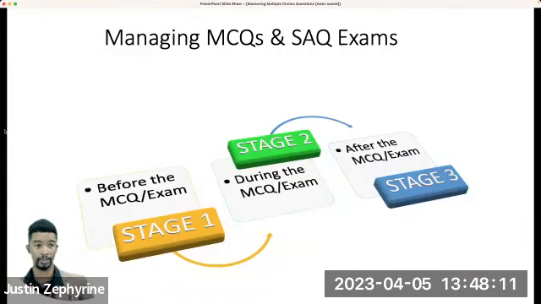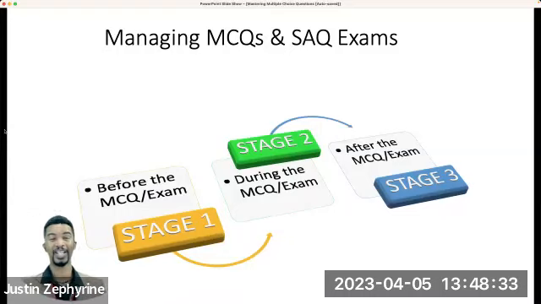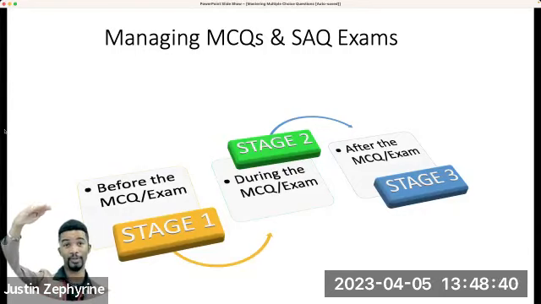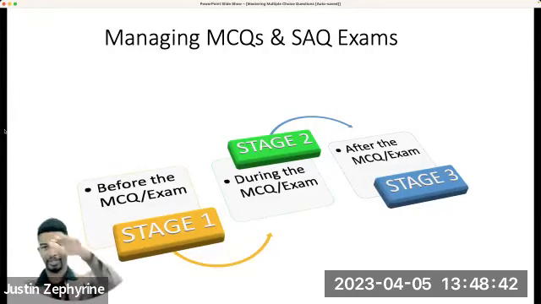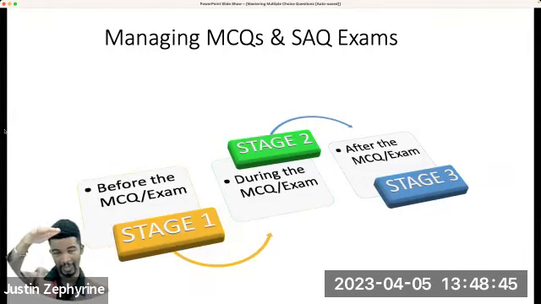Now, managing exams comprises three phases or stages. We have prior to the exam, which is stage one, or before the exam. Then we have during the exam, and then we have after the exam. I know we just had lunch, some of us. Think of it like a sandwich. You have the top bun, which is the before, or maybe, depending on how you look at the sandwich or hamburger.